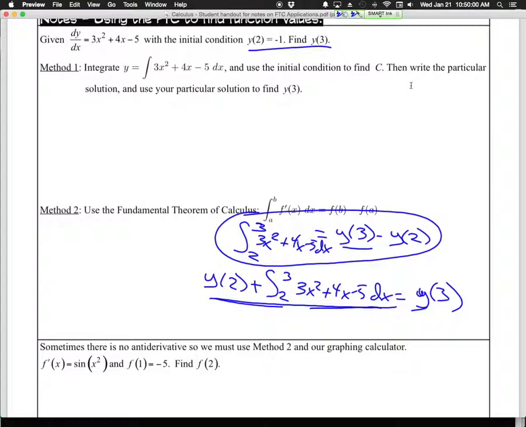Why does it make sense that y of 3 is equal to y of 2 plus the integral from 2 to 3 of that function? Because that is what we found earlier. What does that represent? Change in the function above. And what is the function above? Y. Y is the function above. So this definite integral represents the change in what? The change in y from where to where? From 2 to 3.